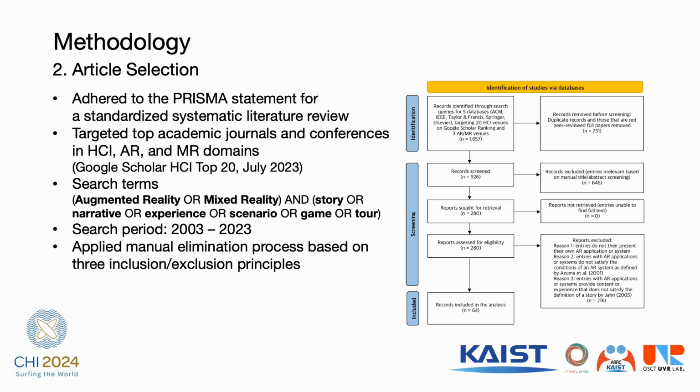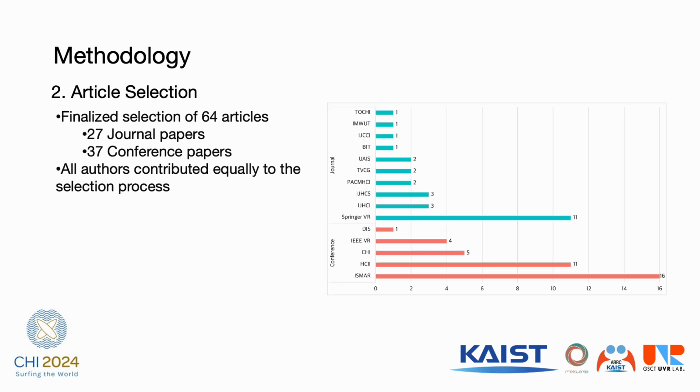To answer these questions, we conducted a systematic literature review of related research in the HCI, AR, and MR domains from the past 20 years. We adhered to the PRISMA statement for a standardized process, targeting top academic journals and conferences. After test trials, we finalized our search terms and applied a manual elimination process based on 3 inclusion and exclusion principles. Through this process, we were able to finalize 64 articles as our data for analysis. An article was included or excluded only when a unanimous decision was reached, and all authors contributed equally to the procedure.